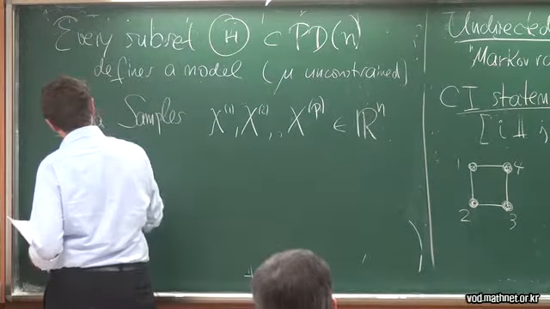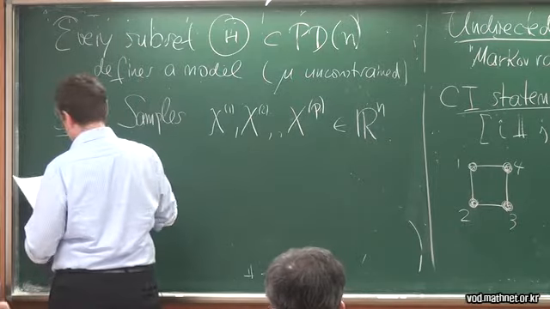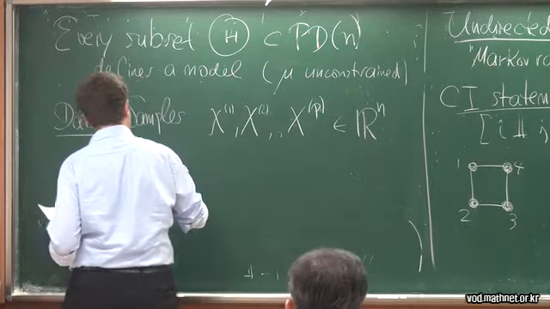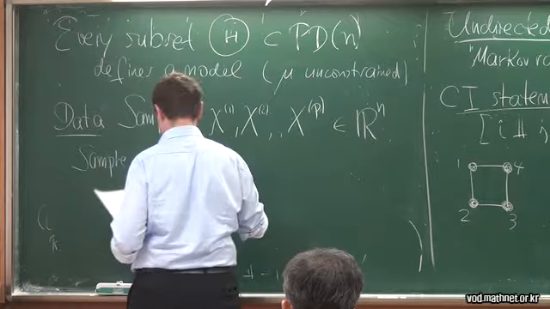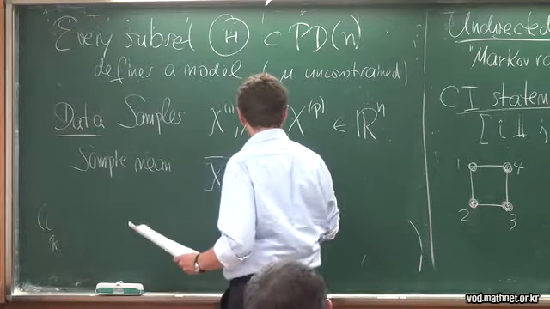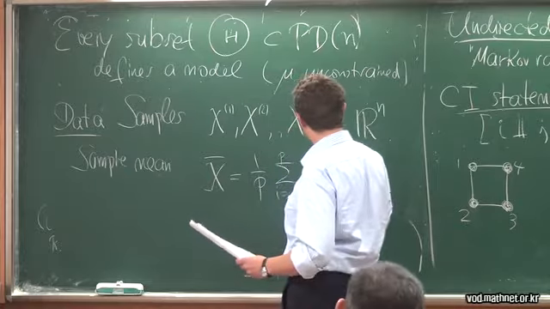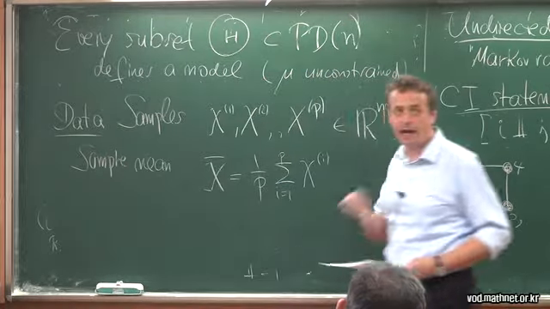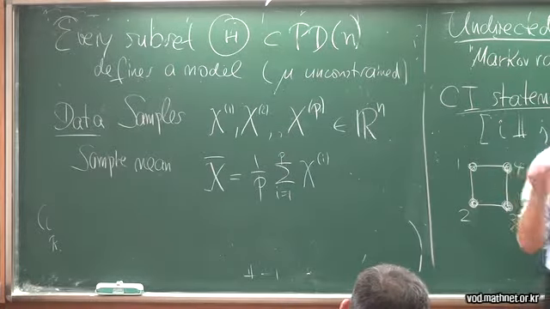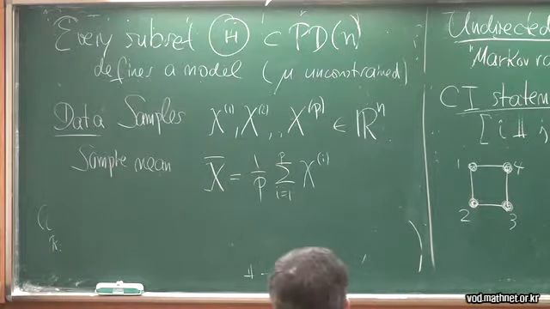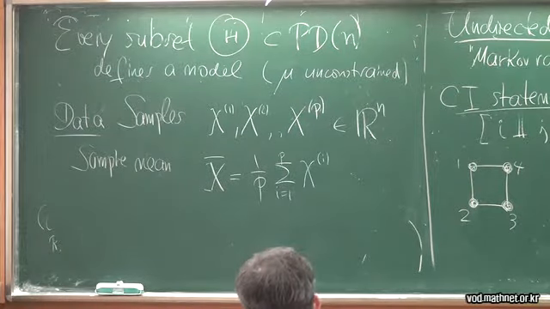Then we can do the following. We calculate the sample mean. And the sample mean is just the average. So it's 1 over p, sum from i equals 1 up to p, of x upper i. So we average these vectors over all p people in this room. So the average height and the average beer consumption and so on.